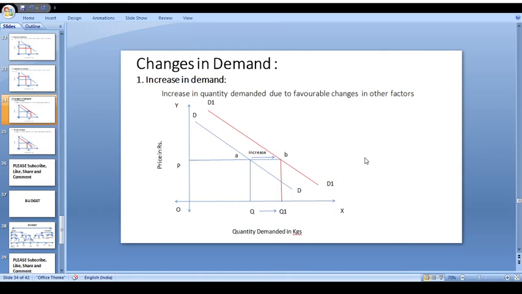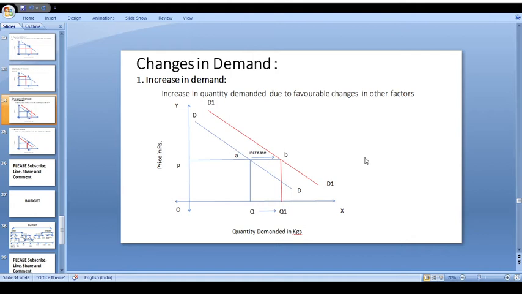In the first, variations in demand, there are changes in price. Here, there are changes in other factors, and price remains constant. It is known as changes in demand. It is of two types: increase and decrease in demand. Firstly, we should understand the increase in demand.